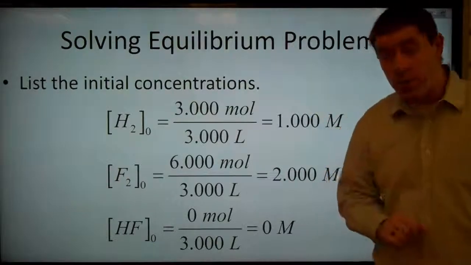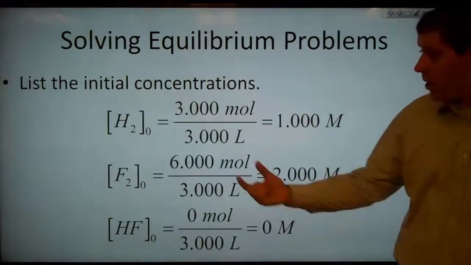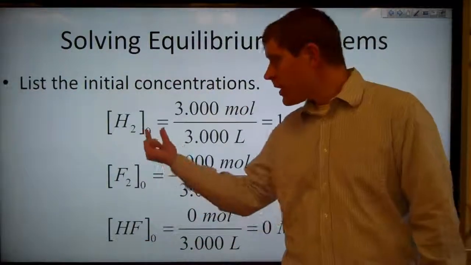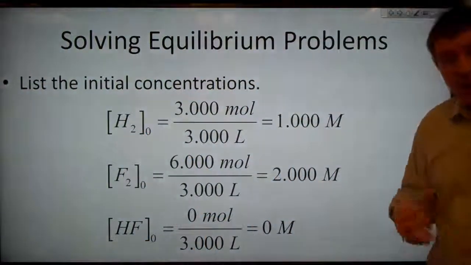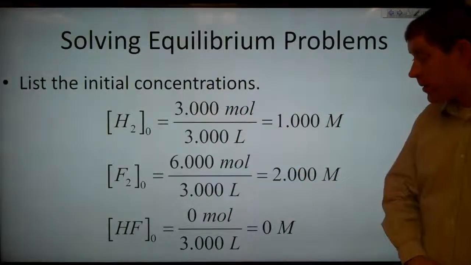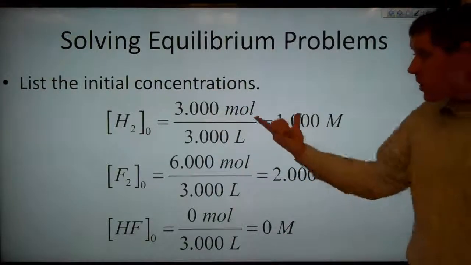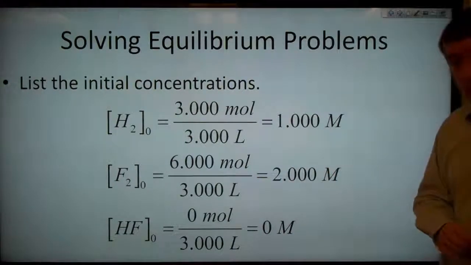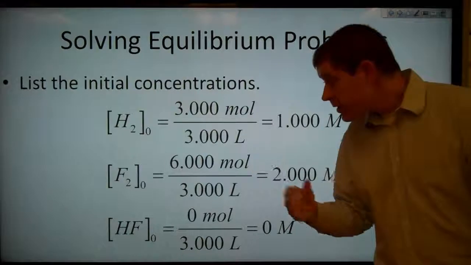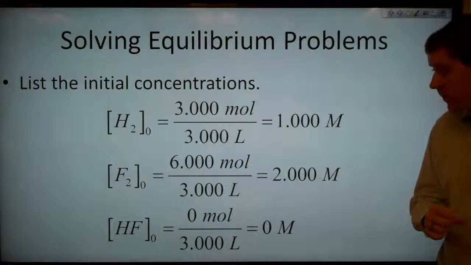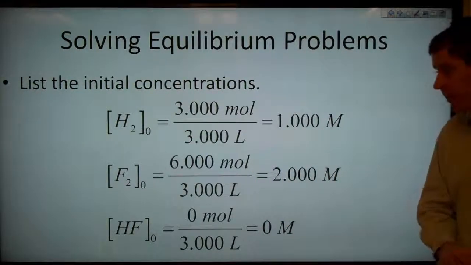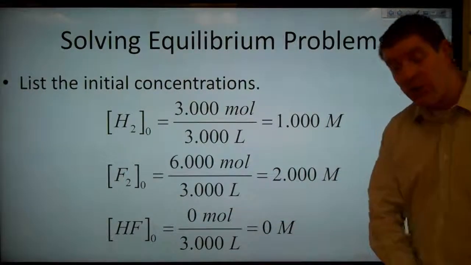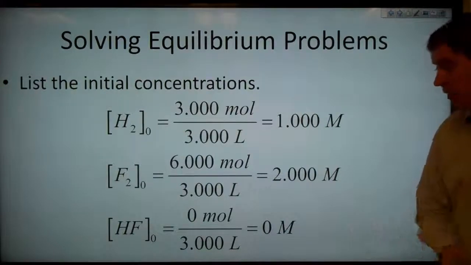And now we want to list the initial concentrations. So here we've got this subscript 0 or naught. That's the initial concentration, or at time equals 0 for our species. We know that we have 3 moles of hydrogen divided by our 3 liters gives us a concentration of 1 molar. We have 6 moles of the fluorine divided by our 3 liter volume gives us a concentration of 2 molar. And initially we start out with none of our HF, so we have an initial concentration of 0 molar for the HF.